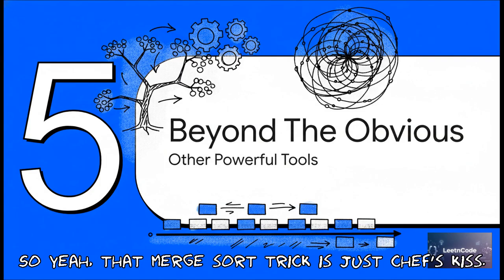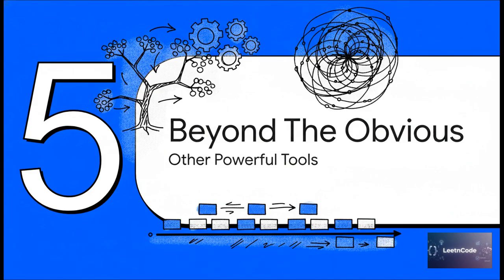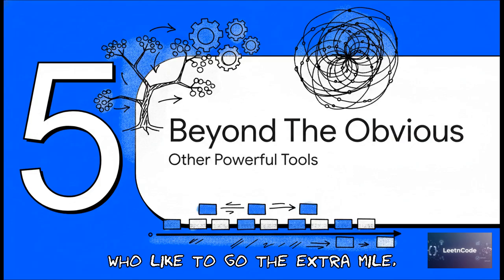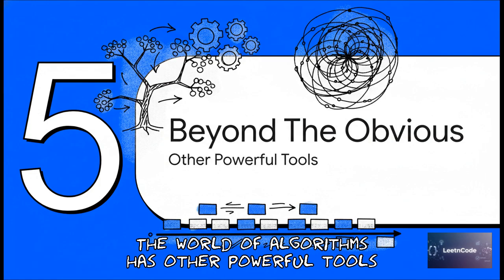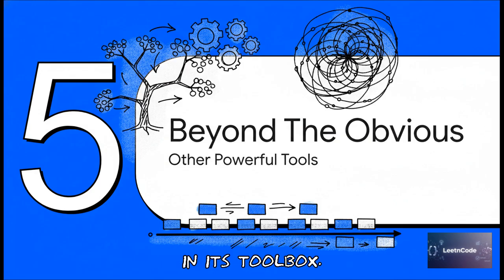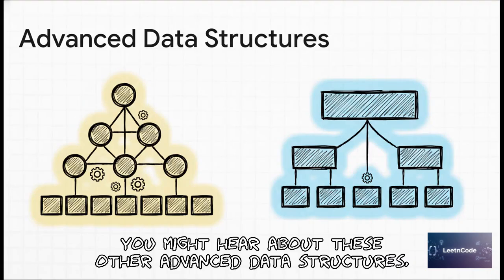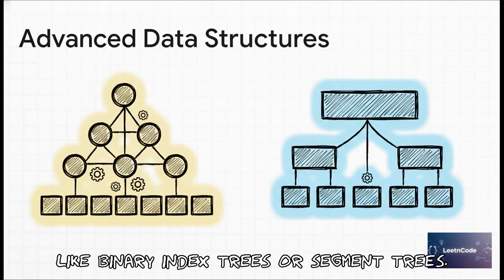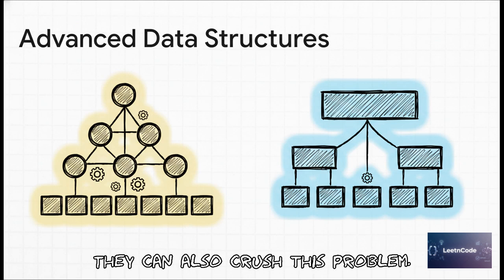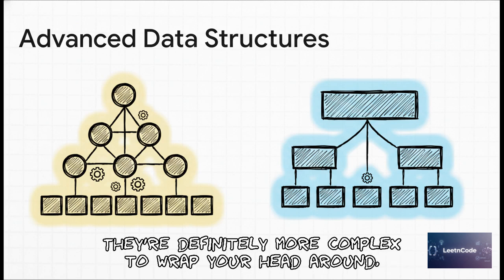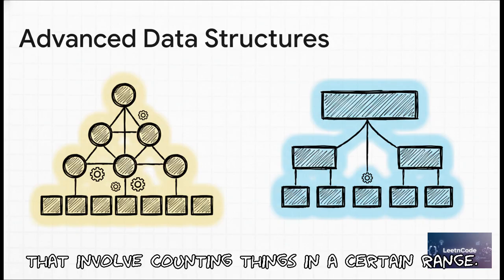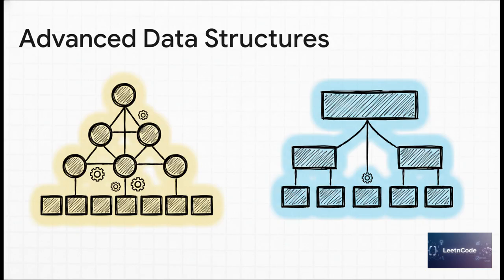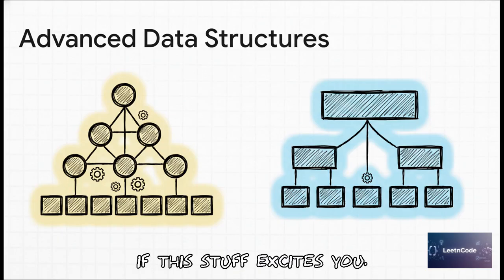So yeah, that merge sort trick is just chef's kiss. It's so elegant. But, and this is for all of you who like to go the extra mile, it's not the only way to solve this. The world of algorithms has other powerful tools in its toolbox. You might hear about these other advanced data structures, like binary index trees or segment trees. They can also crush this problem. They're definitely more complex to wrap your head around, but they're incredibly powerful for a whole family of problems that involve counting things in a certain range. Definitely something to look into if this stuff excites you.